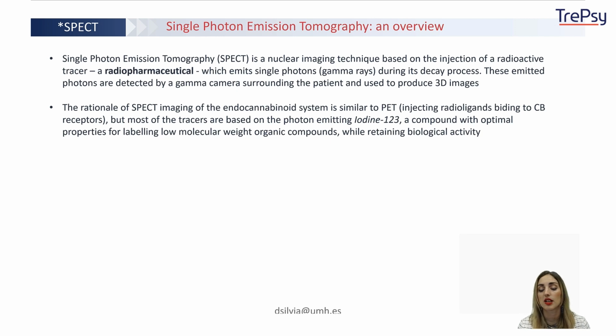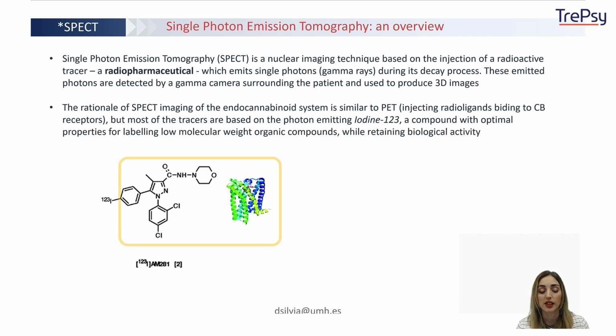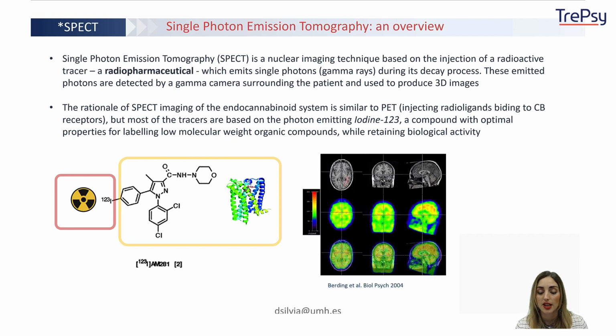So, as you can see, the rationale of SPECT imaging is quite similar to PET, and also in the context of the endocannabinoid system, so injecting radioligands binding to the cannabinoid receptor. What is different is the fact that most of the tracers are based on the photon-emitting iodine-123, which is a compound which has optimal properties for labeling low molecular weight organic compounds while retaining biological activity. So again, the tracer is constituted by a part that is binding to the target of interest, and another part which is radioactive, and in this case is emitting photons. And again, this is used to produce 3D maps of the distribution of the target of interest.